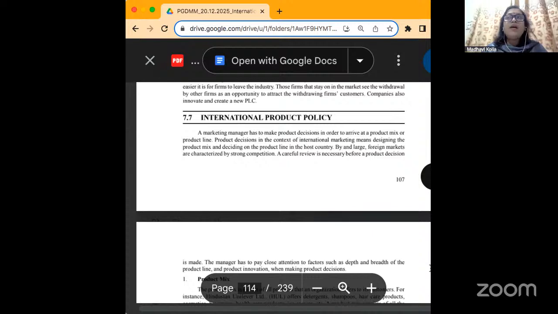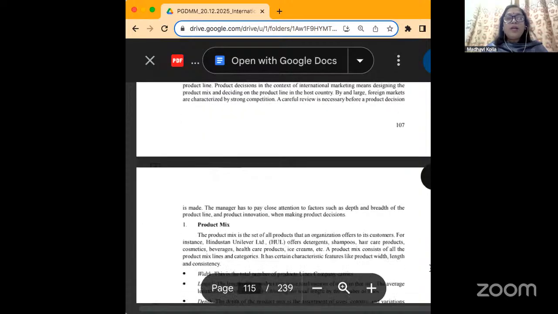It is like watching the movie Matrix, where there are multiple options available. So a product line versus a product mix is also a similar matrix that we need to consider. So, product decisions in the context of international marketing means designing the product mix and deciding on the product line in the host country. So, what am I going to offer internationally?